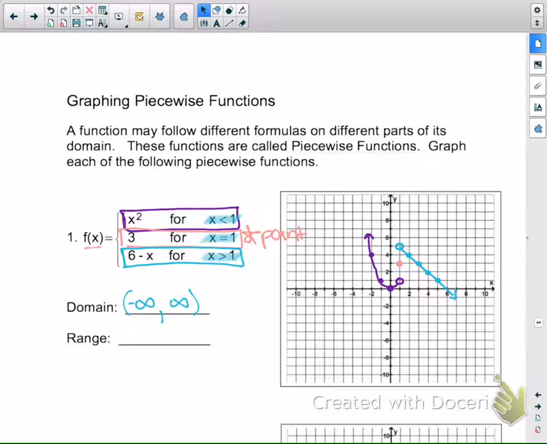Range is bottom to top. What's the lowest y value going to be? -infinity, because of that line that keeps going. What's the highest y value going to be? +infinity, because of the quadratic that keeps going up. Okay?